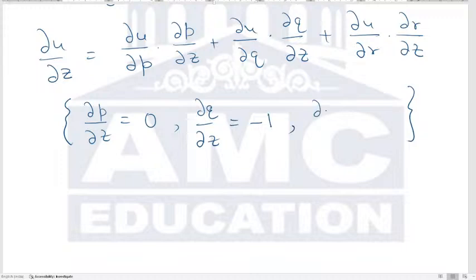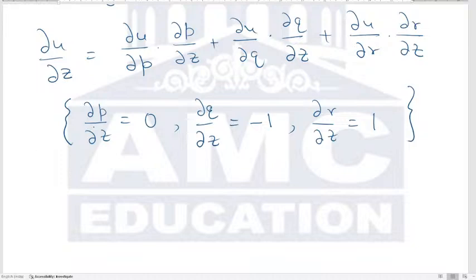And finally, pardon, ∂r/∂z. That will be equal to 1 because r is equal to z minus x, and z will give us 1, minus x will give us 0. So 1 minus 0. So ∂r/∂z is equal to 1.